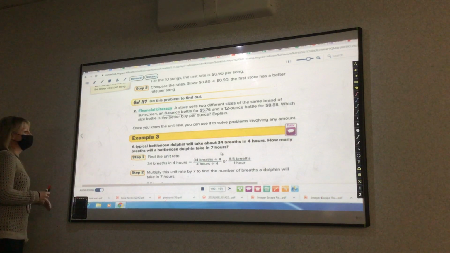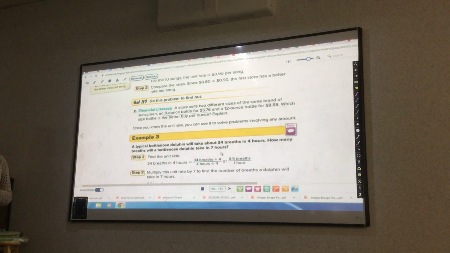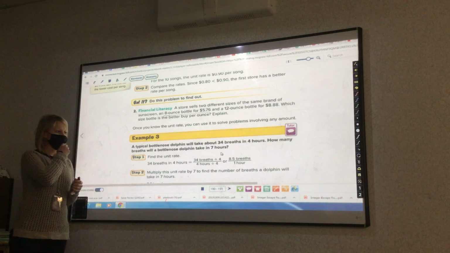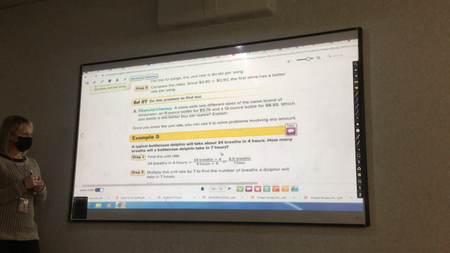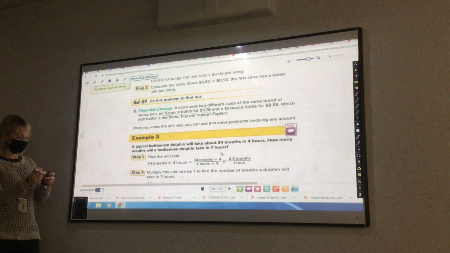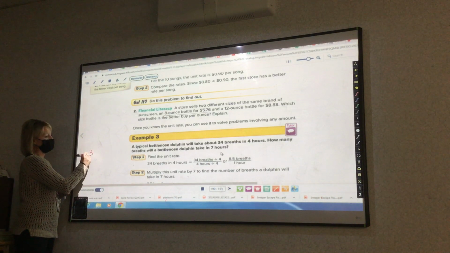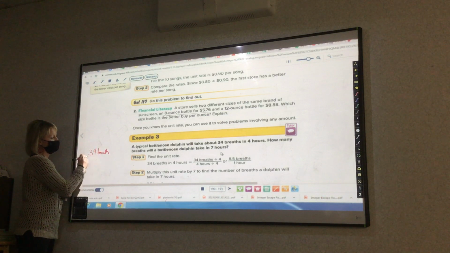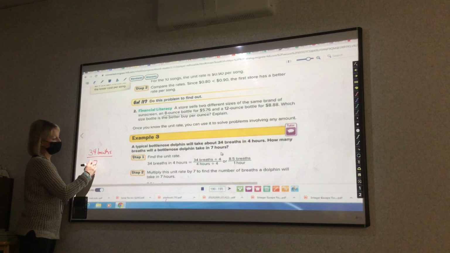A typical bottlenose dolphin will take about 34 breaths in 4 hours. How many breaths will a bottlenose dolphin take in 7 hours? Okay. First you have to write 34 breaths per 7 hours.